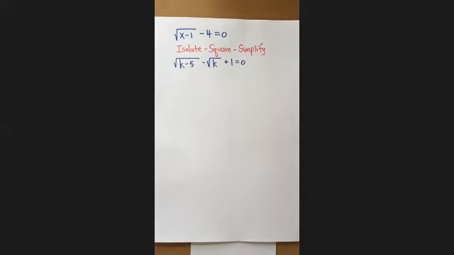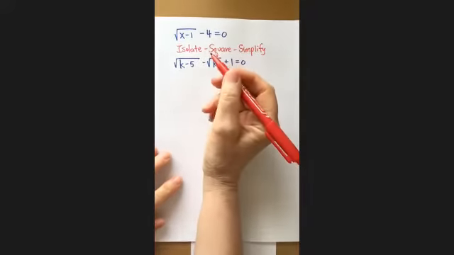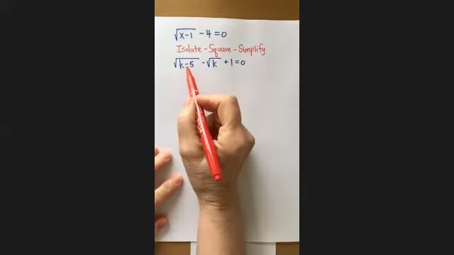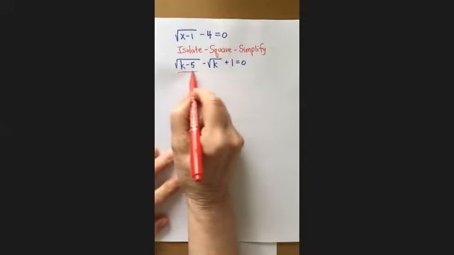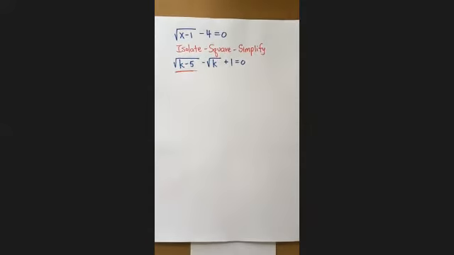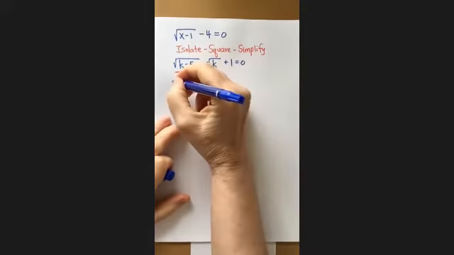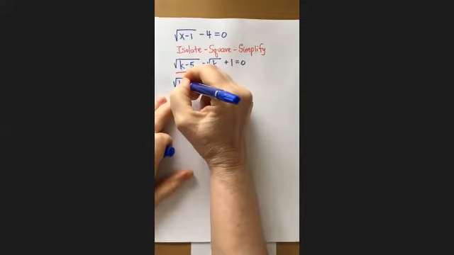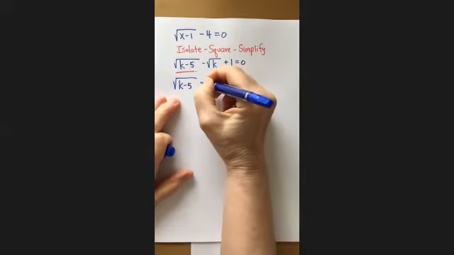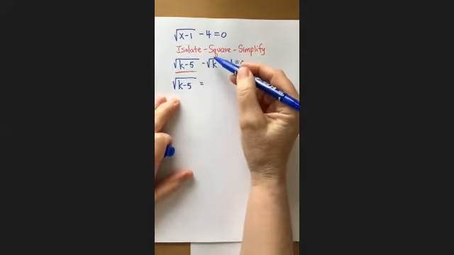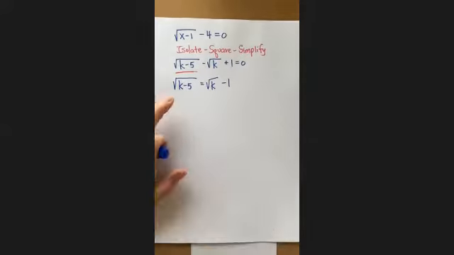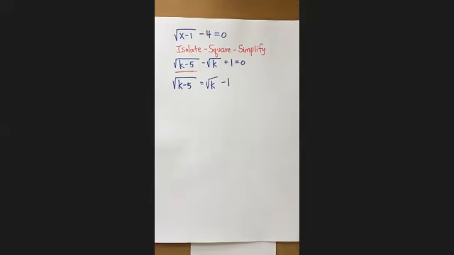It's best to isolate the radical with the most going on under the radical sign, which in this case is this one. This one has k minus 5 going on, whereas this one only has k going on. So we're going to isolate that one. And so when we do that, we end up with the square root of k minus 5 equals, because I'm isolating it. Now I have to add the square root of k to both sides. And I have to subtract 1 from both sides. So I have isolated that radical.